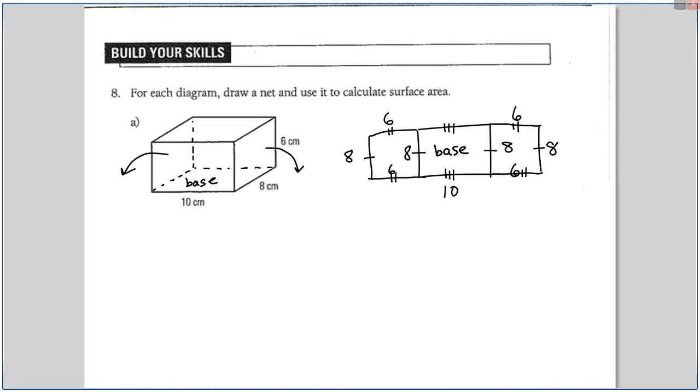Now, what about the front and the back? So imagine the front folding down and the back folding down. Would it also be 6? 10 on one side, but 6 as it folds down, right? Yeah, so this would be 6.